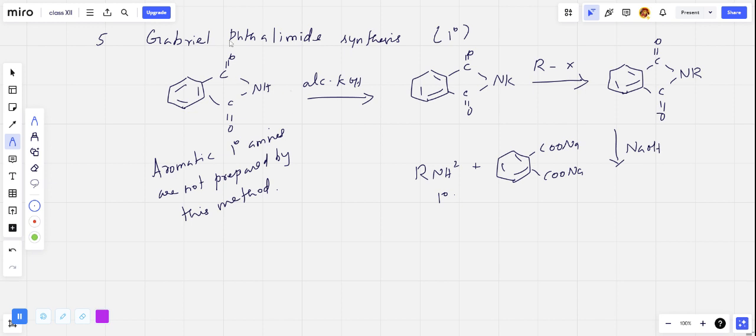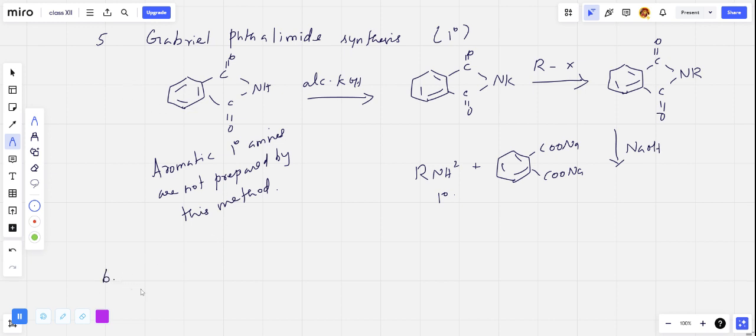Gabriel phthalimide synthesis. Okay, so five methods we have seen. First one, reduction of nitro compounds, ammonolysis of alkyl halide, reduction of nitrile, reduction of amide, and then Gabriel phthalimide. So this is a naming reaction.